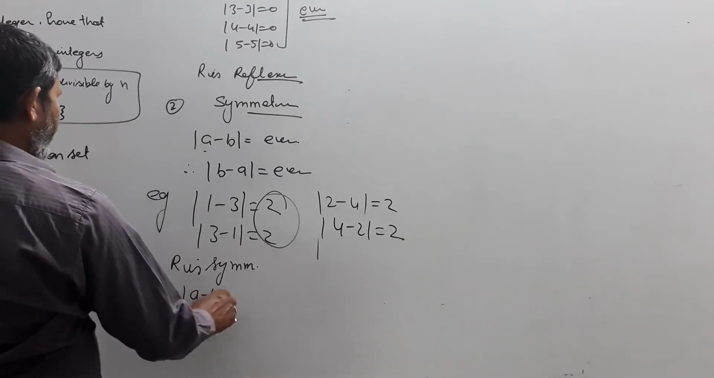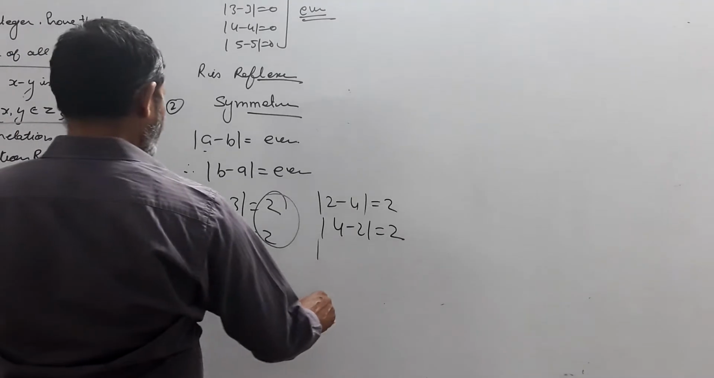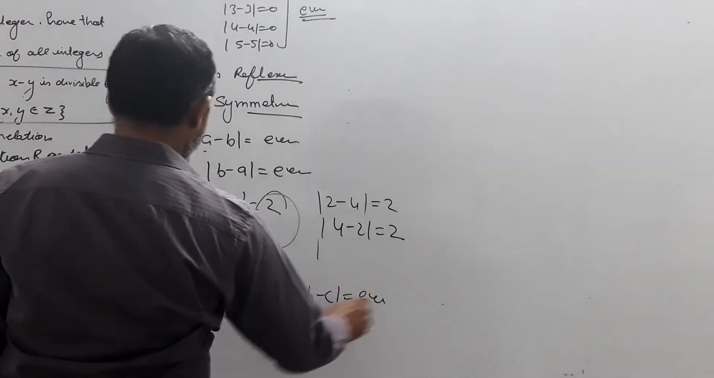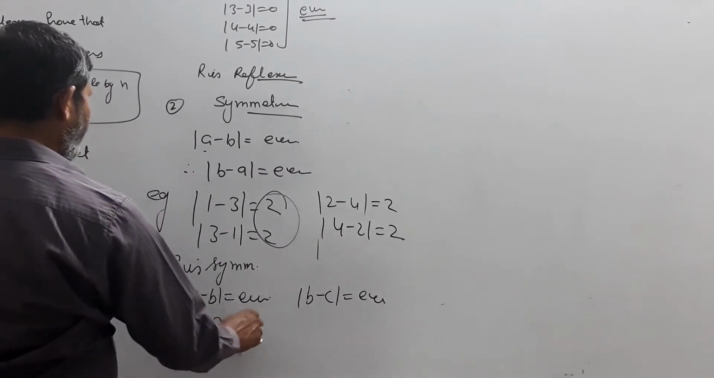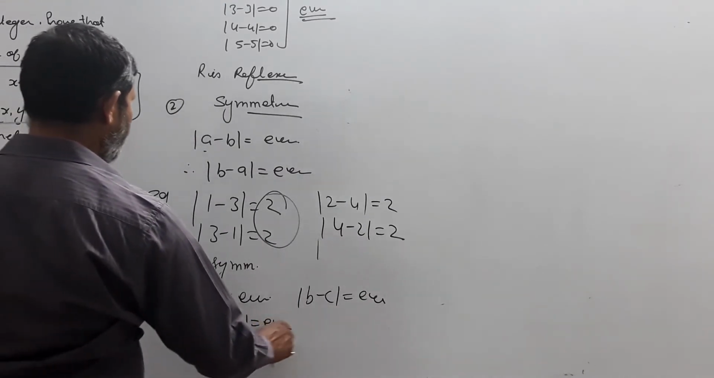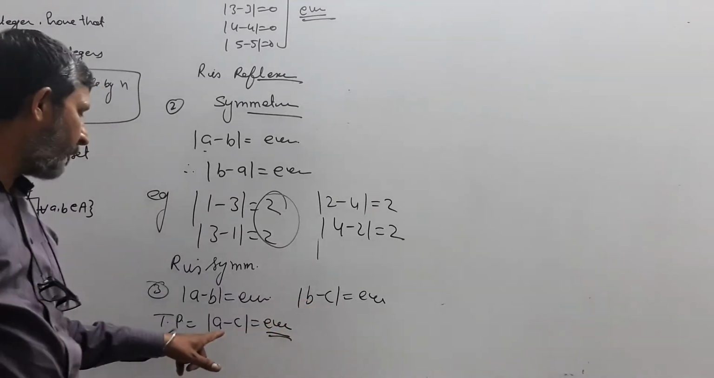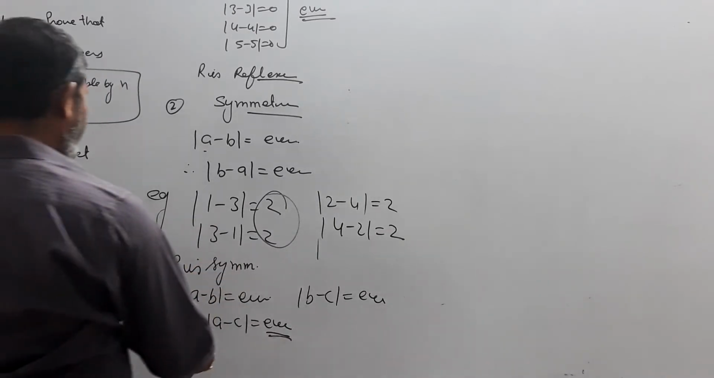Third part. How can we prove that the relation is transitive? If mod A minus B is even and mod B minus C is even, to prove mod A minus C is also an even number. Again I repeat, if A minus B is even, B minus C is even, then A minus C is also even. How can we prove it?